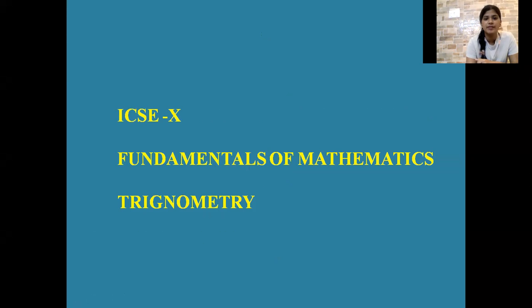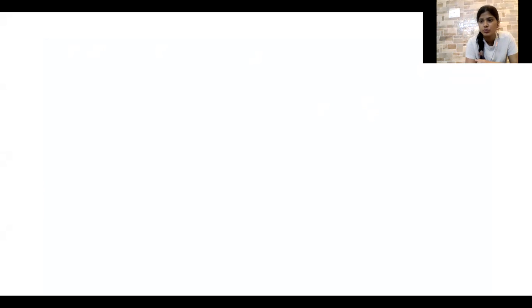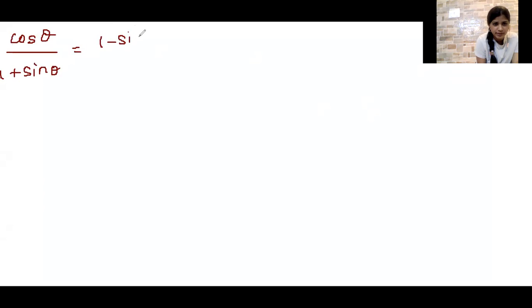I'm going to share the whiteboard. Let me increase the size of the window. Yeah. So the first question is, cos theta divided by 1 plus sine theta is equal to 1 minus sine theta by cos theta. The question is, prove this identity.